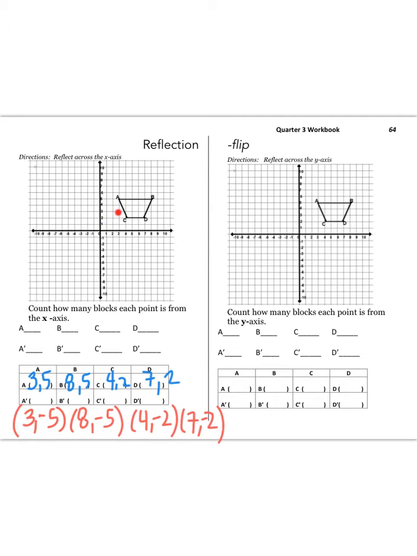So A is 3, 5, B 8, 5, C 4, 2, and D is 7, 2. Then I reflected across the x and adjusted my y values. Go ahead and plot that figure if you haven't already done so. Again, be sure that you label these with the apostrophes. That represents you made a copy. That's your prime. Alright, then it says down here, count how many units A is from the x-axis. A's 5 units away. A prime is also 5 units away. B's 5, B prime is 5.